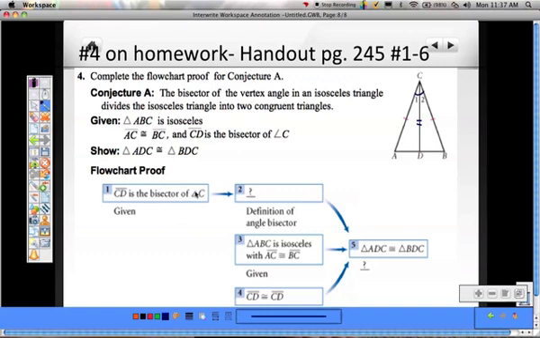CD is the bisector of angle C. That's given. We have to put something here. Definition of an angle bisector. So this one right here. Angle ACB. This angle, angle 1. Actually, it's ACD. I wrote that wrong. So angle 1 is congruent to angle BCD because that's the definition of a bisector. ABC is isosceles. That was given. And here, CD is congruent to itself. That's the same segment. So here we have side, angle, side. So by side, angle, side, the triangles are congruent.